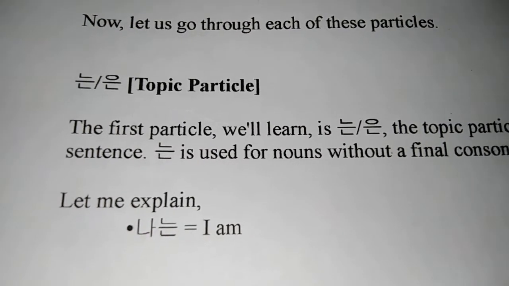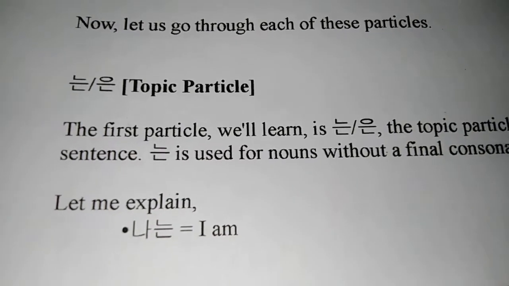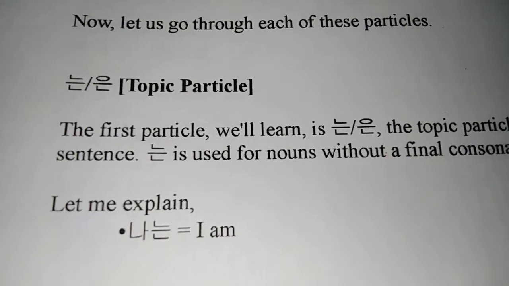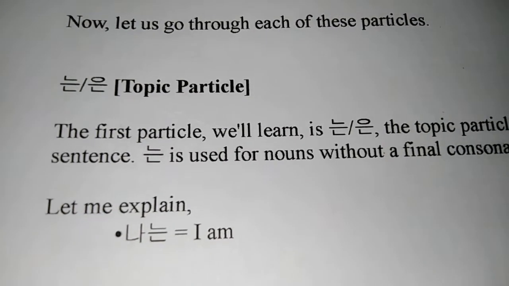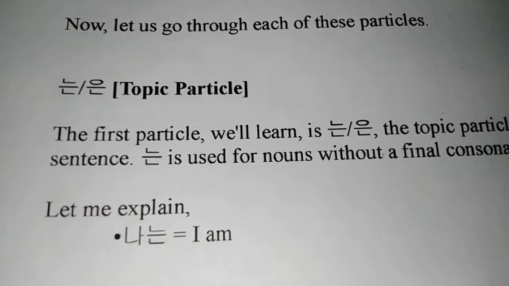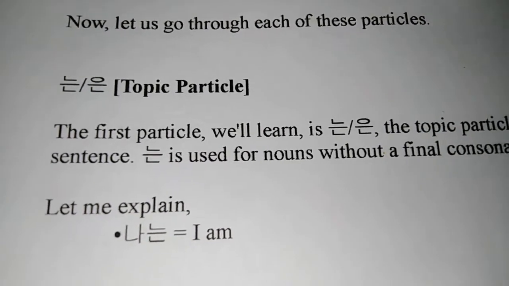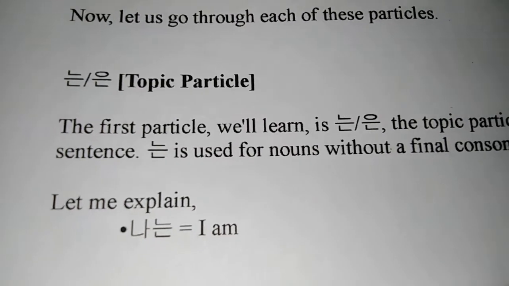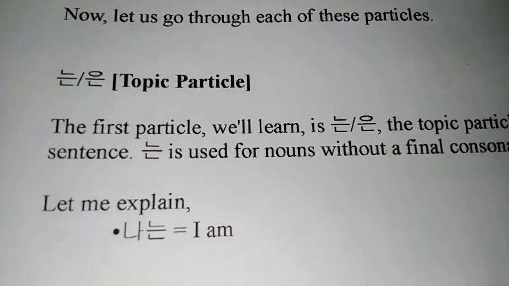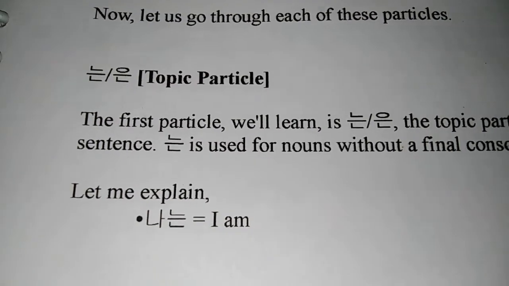So back to the lesson. Nin is used when the subject that is preceding it does not have a bachim. Once again, when the subject preceding nin does not have a bachim, we go for nin. As I told, nin and in mean the same. So they are used in the same places, except that nin is preceded by subjects that do not have a bachim, and in is preceded by subjects that have a bachim. And if you don't understand, we'll look into an example.